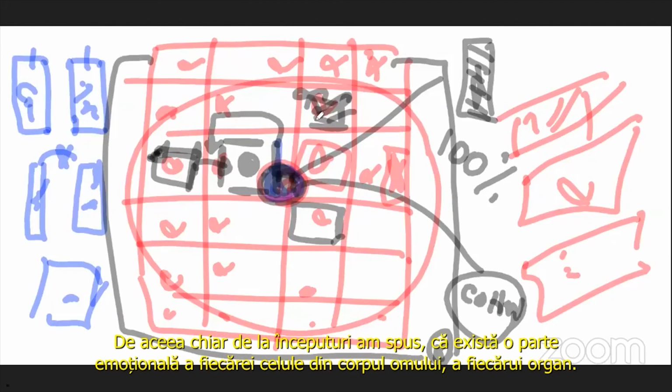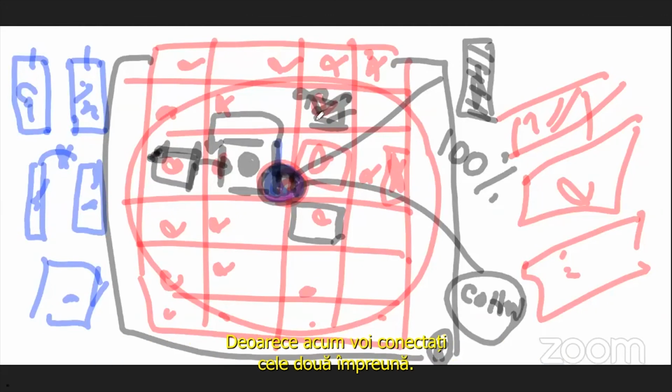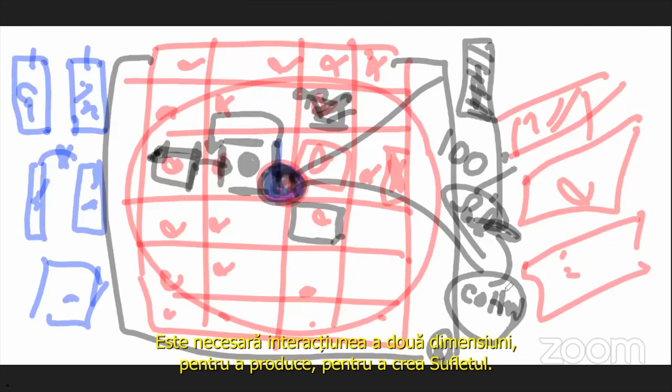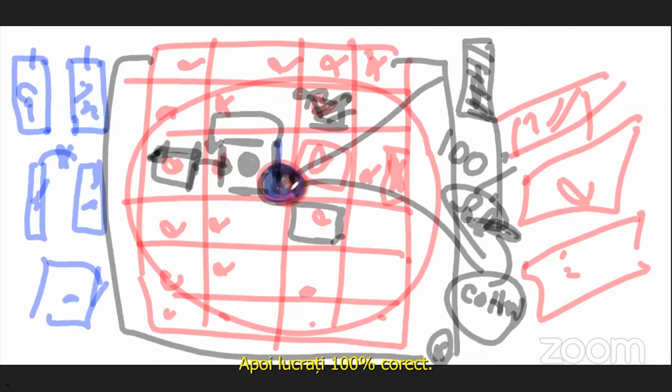This is why from the beginning, I always said, there is an emotional side to every cell in the body of the man, every organ. Because now you connect the two together. When the two connect together, they create the soul of the entity. And you work through that way. It needs two dimensions to interact, to produce, to create the soul. Then you work 100% correct.